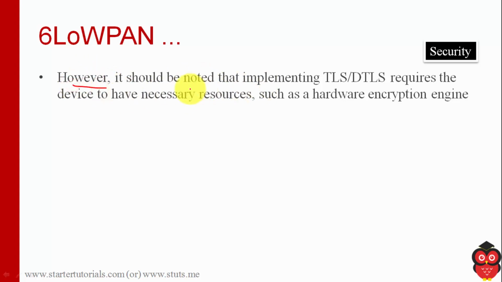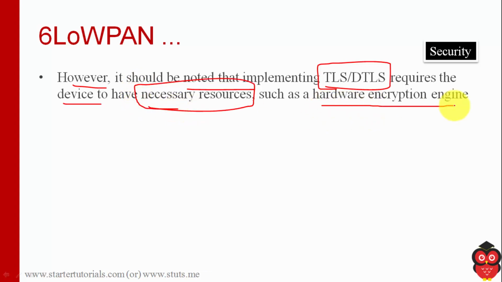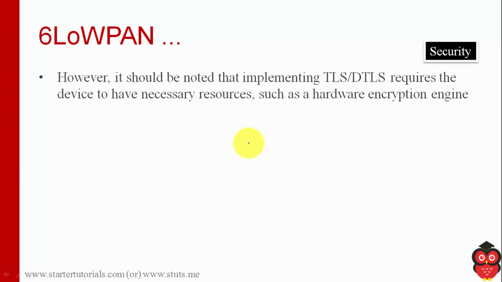However, it should be noted that implementing these TLS and DTLS specifications requires the device to have more resources, such as a hardware encryption engine, which might not be cost effective for IoT applications. So that is a kind of trade-off here. Okay, so that's it about 6LoWPAN.